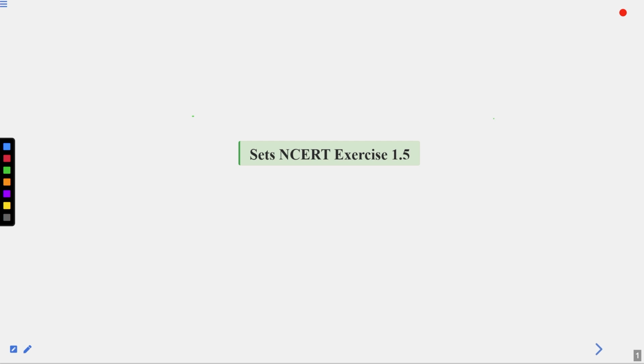So in today's session, we will be seeing NCERT exercise 1.5. Okay, let's begin.